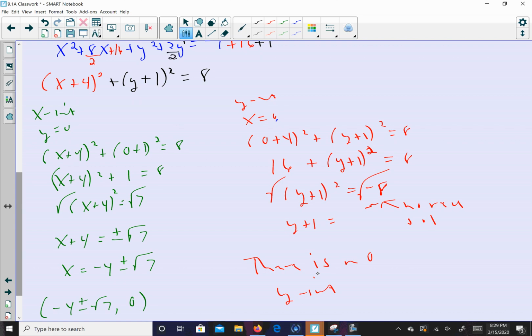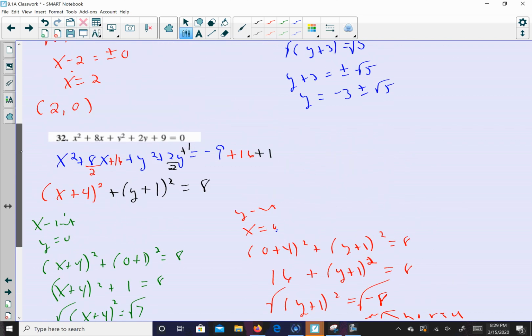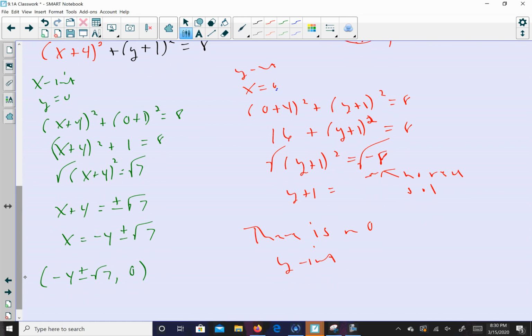And if you graph this on your calculator, you can go back up here and graph this in relations. We talked about graphing in relations. When you do this, you will see that the center is at negative 4, negative 1, so it's going to be a circle that crosses the x-axis, but it never crosses the y-axis. So that's why it's not possible when you don't have a y-intercept. All right, well, I hope this helps, and I hope to see you soon.